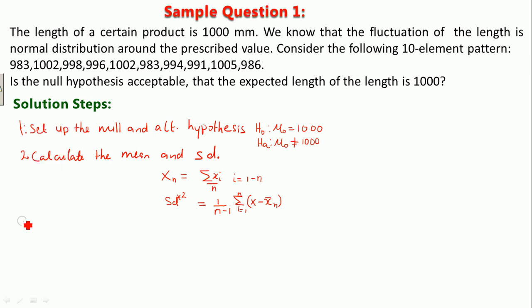Step 3, calculate t, which we calculate using the formula to be x bar minus, remember we have this value to be the initial value of the mean, all over SD, representing the standard deviation, times, let me put it, times root n. So this is the formula to calculate t.